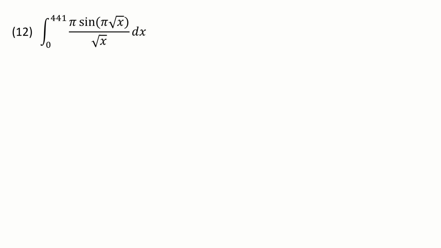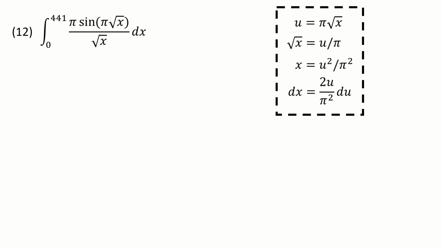So here is problem 12. At first look, we have the square root of x inside the sine function and also in the denominator. So we start with the substitution method. Here we let u equal pi multiplied by square root x. Then we solve for x, which is u squared divided by pi square. And then we got dx. Plug all these terms into this integral, and we can convert it this way.